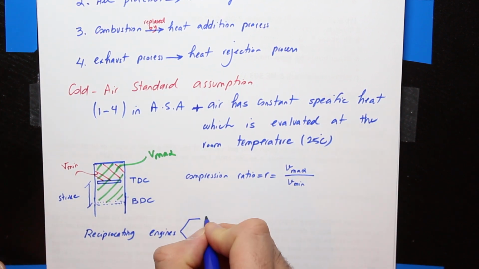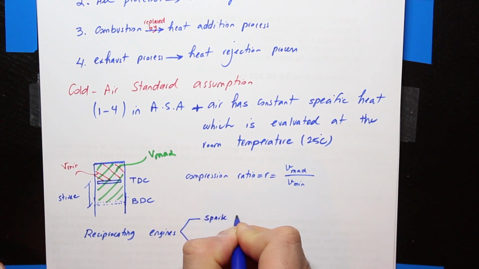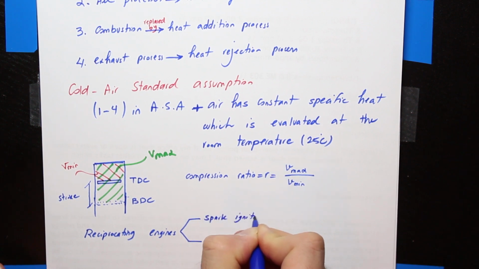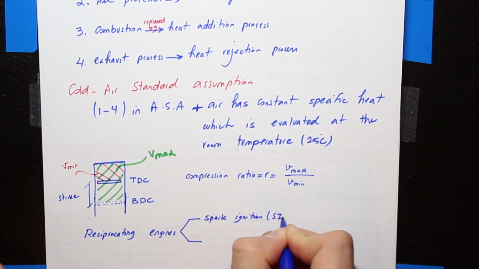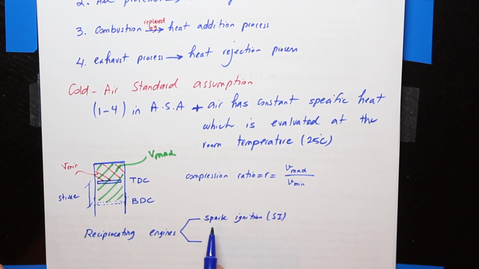In one class, which is the spark ignition engine, or SI, there is a spark that makes the combustion. So the combustion is initiated with a spark, as the name says.